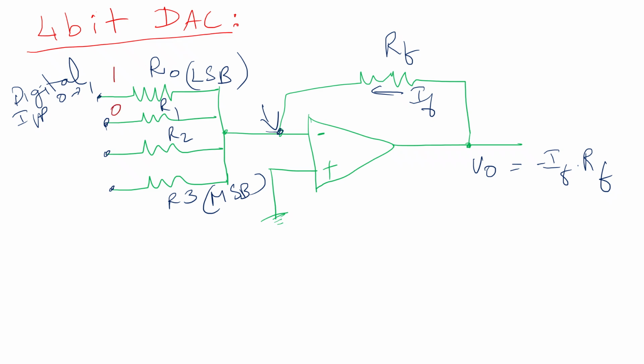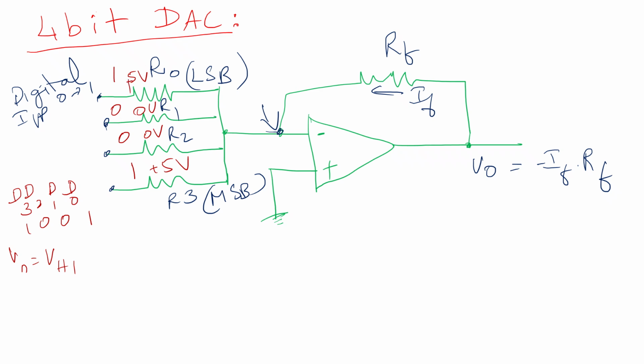The example is 1001, for D0, D1, D2, D3. For each input data bit, Vn is equal to a high voltage, usually plus 5 volts. So this will receive plus 5 volts, 0 volt, 0 volt, and this will receive a plus 5 volt input based on the digital input.